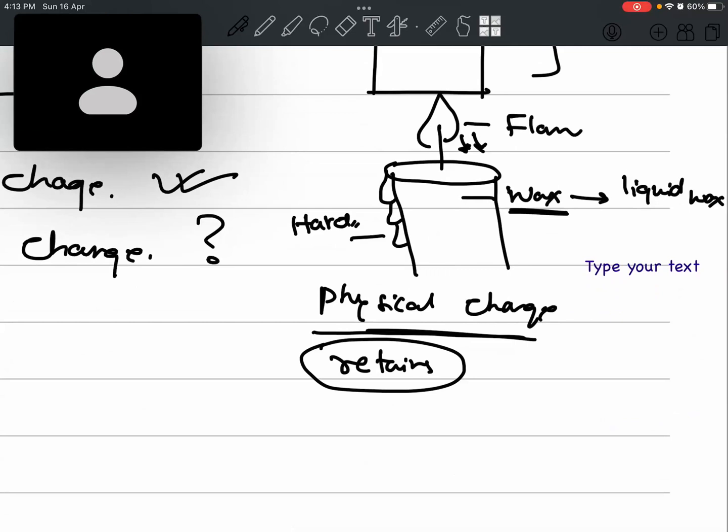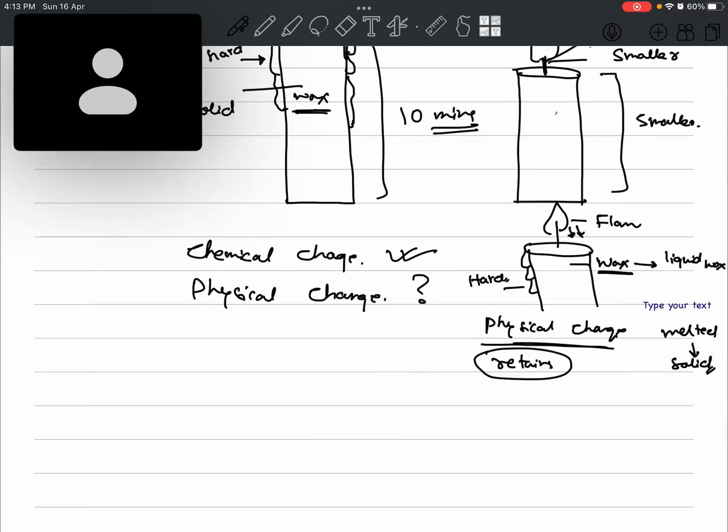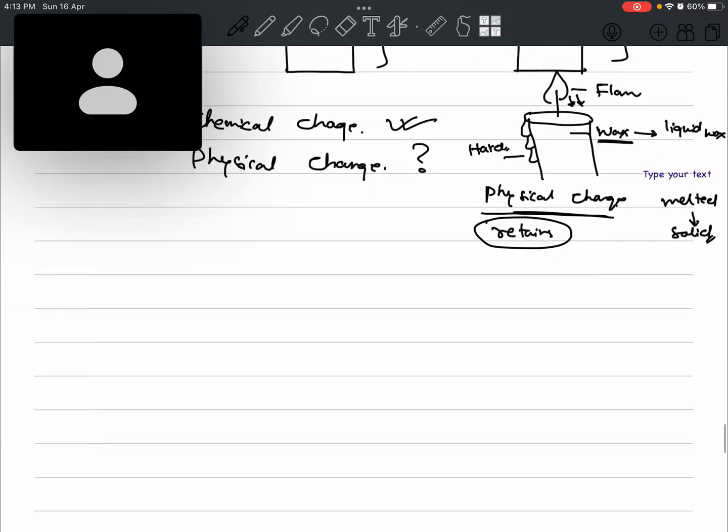Although it melted and then again becomes solid during this whole process, it still retained its property and it still is a wax. That's why this is called a physical change. Right, Aswati? Yes, sir. Yeah, so this is an interesting phenomenon. A classic example, you will find both chemical change and physical change in the burning of a candle. Okay, what else have you studied in class 5?